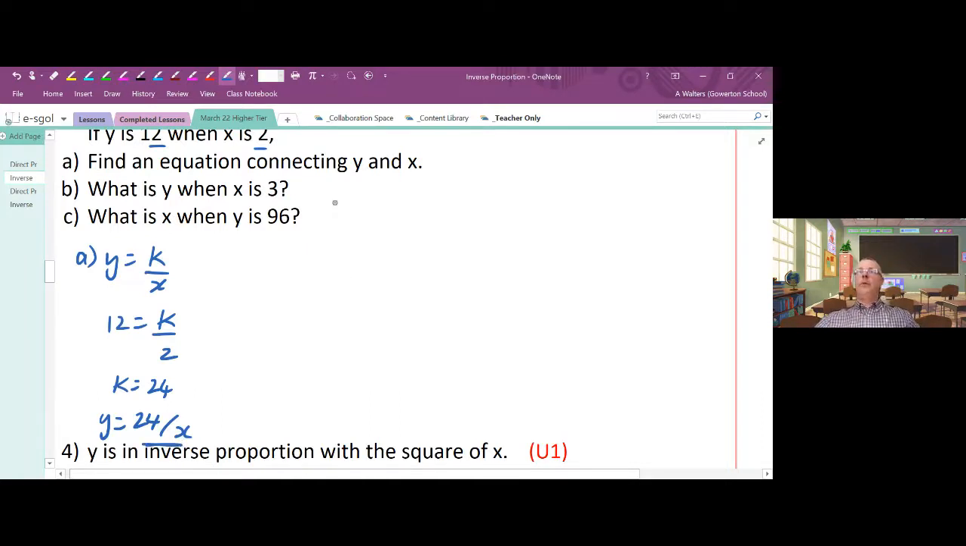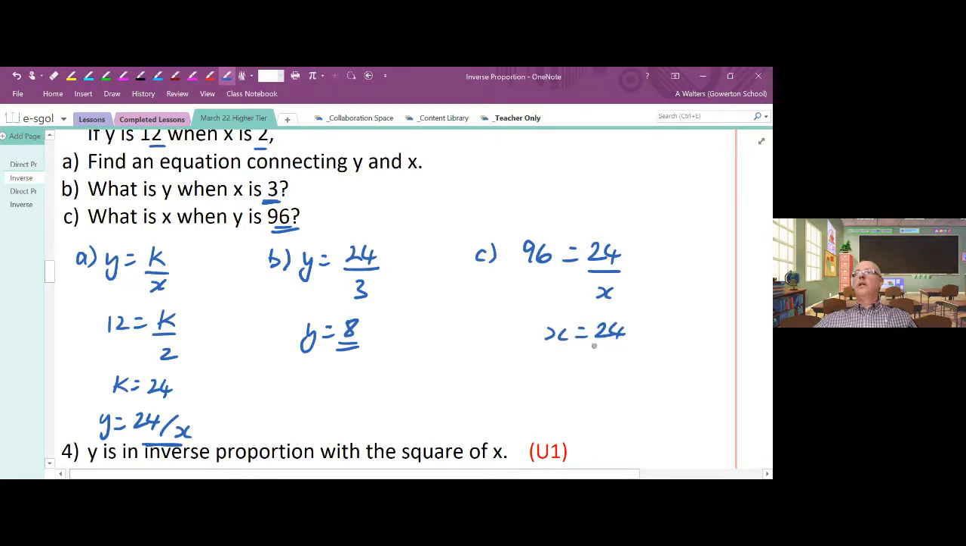Now, if y is 24 upon x, I go and use that for part B. The value for x is 3. So 24 shared by 3 is 8. For part C, I'm replacing y with 96. So down here, y is 96. 96 is 24 upon x. Swap these over, the 96 and the x, so you're rearranging. X is equal to 24 upon 96. And you could cancel those down, they actually come to a quarter.